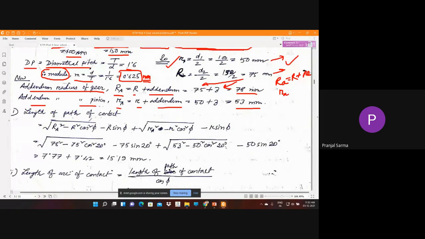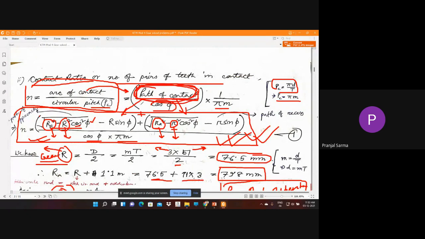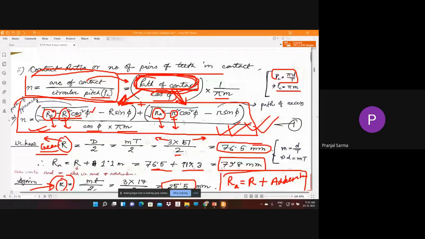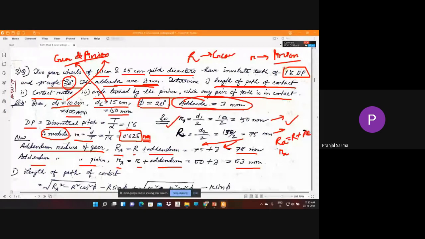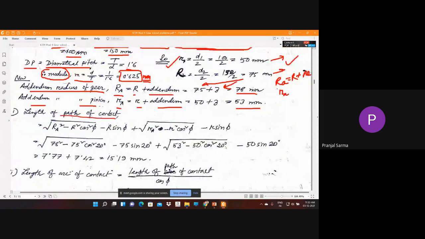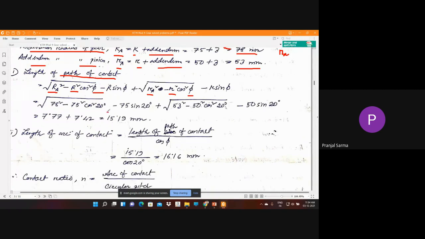Now from our previous knowledge, if you go back to the previous question, you have seen that the path of contact is a combination of the path of approach plus the path of recess. In this question, the length of path of contact is asked, so the first part you can directly utilize. Length of path of contact equals root over capital RA square minus capital R square cos square phi, minus capital R sine phi, plus the same thing for the pinion: root over smaller ra square minus smaller r square cos square phi, minus smaller r sine phi. These values, R and phi, are already known. Just by putting in the values, we have obtained 15.19 millimeter as the length of path of contact.